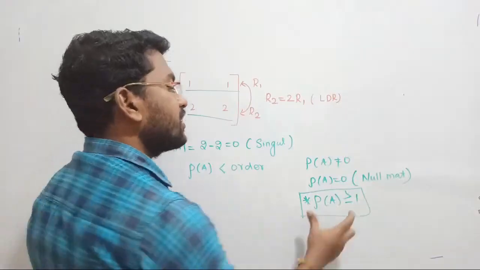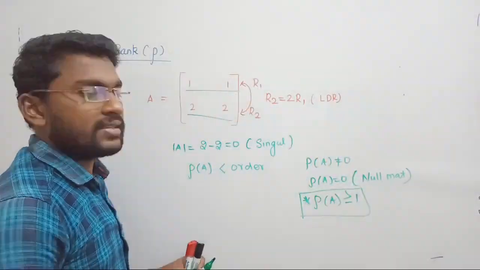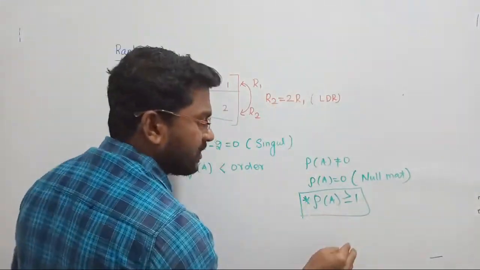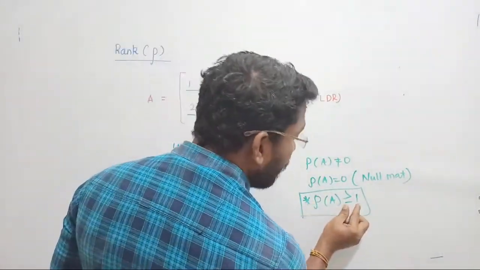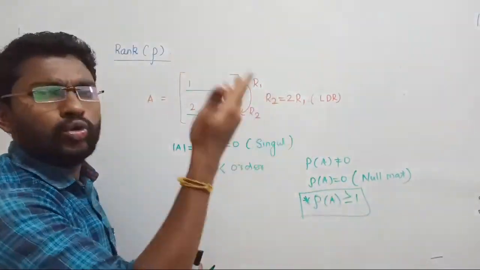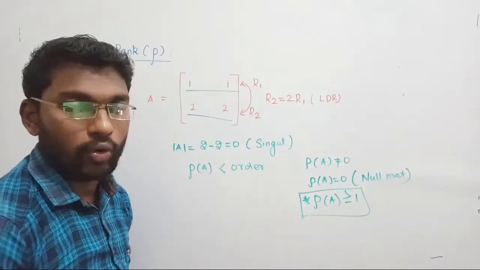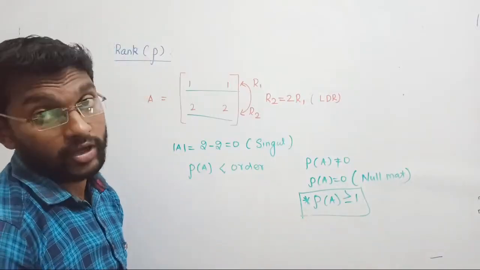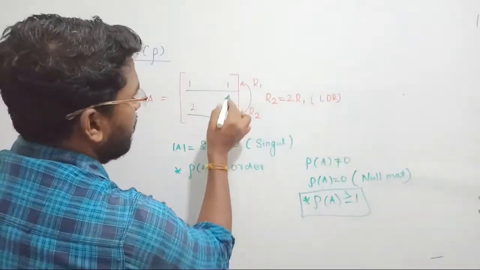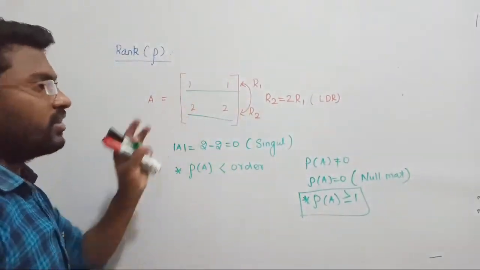Clear? So the conclusion is what? Except null matrix, for the rest of all matrices, the rank of the matrix is at least equal to 1 or greater than or equal to 1. Greater than 1 means it depends: 2, 3, 4, 5, 10, up to infinity it will go, depending on the size of the matrix that we are choosing. Coming back to the conclusion, is this a null matrix? No, this is not a null matrix.